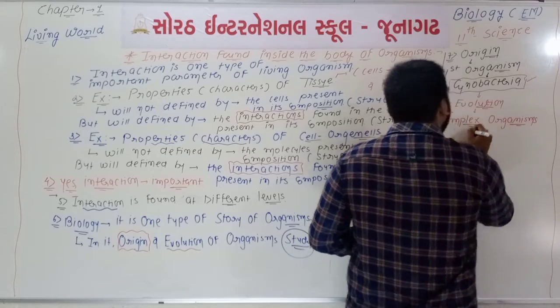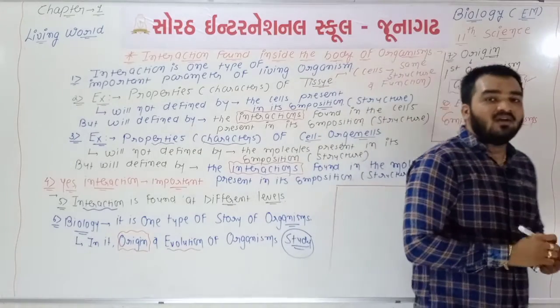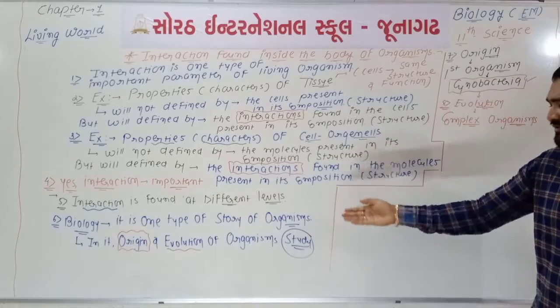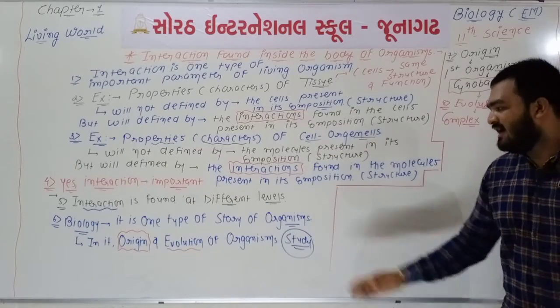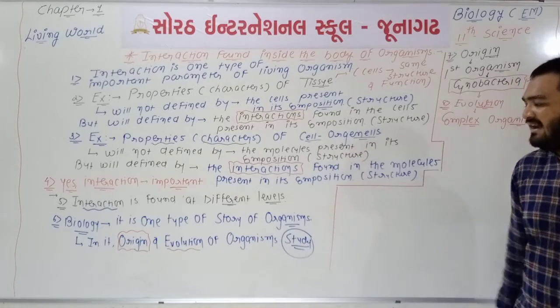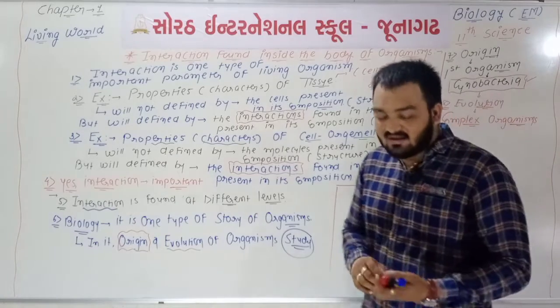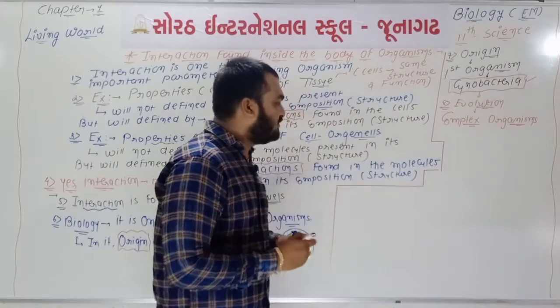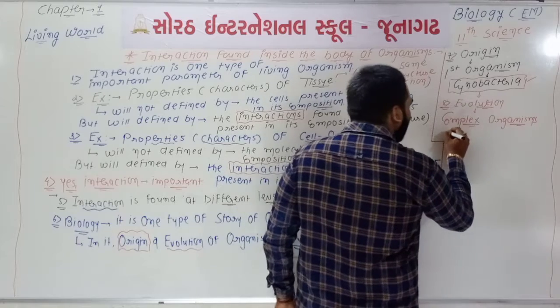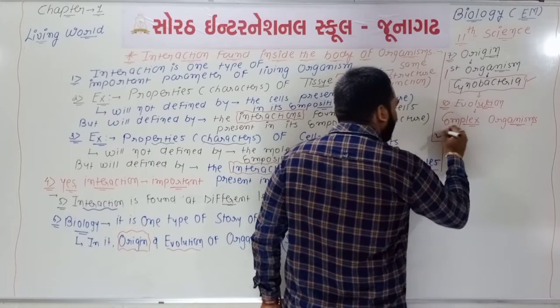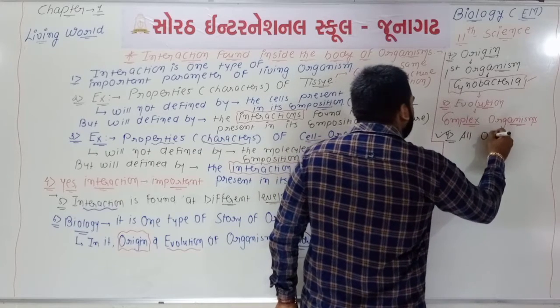So we can say that biology is one type of science, or one type of story of organism, in which the two words, origin and evolution of organisms, will be studied. Now if we talk about the last point, point number 9, a very important point: all organisms.